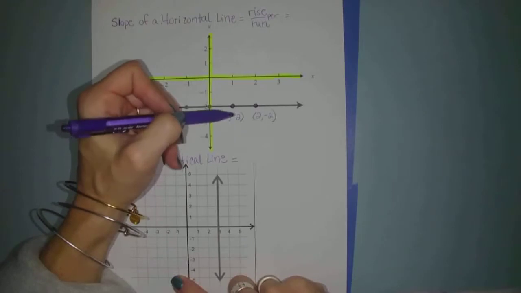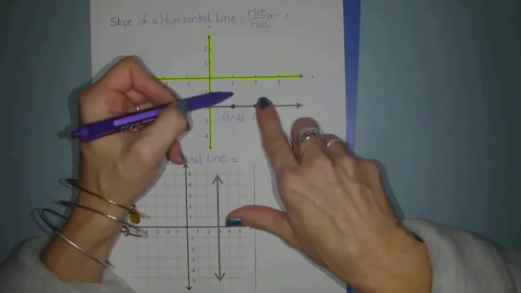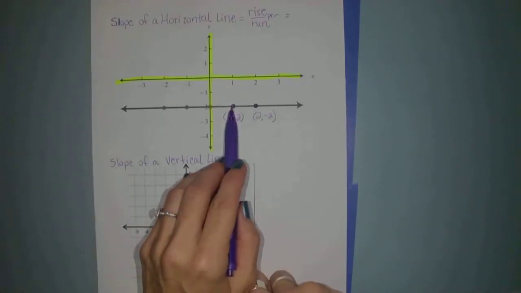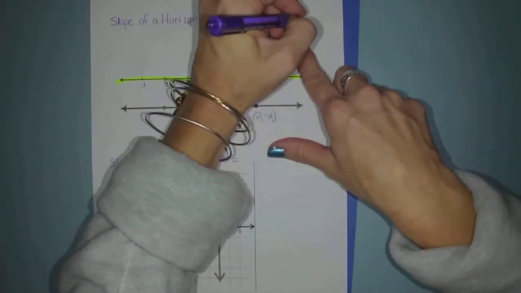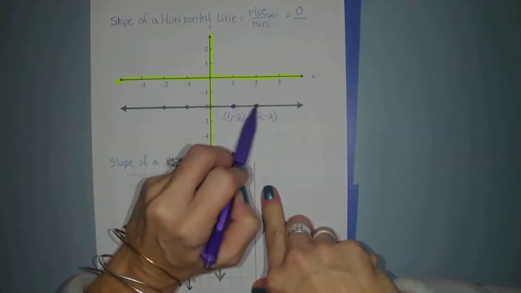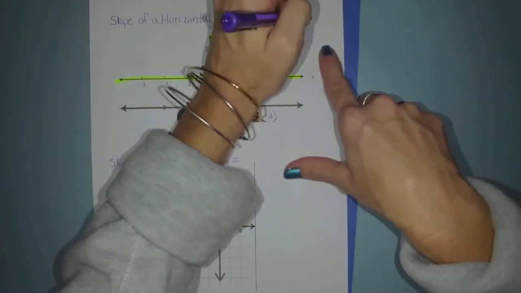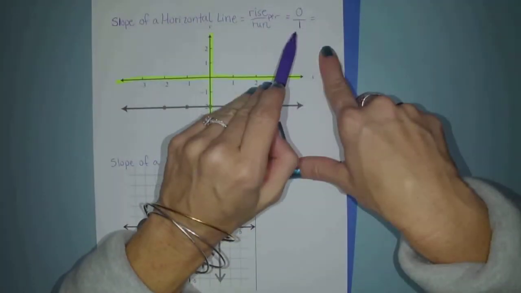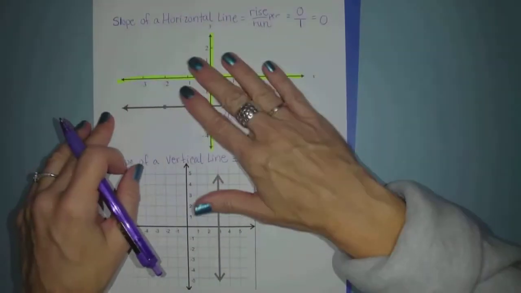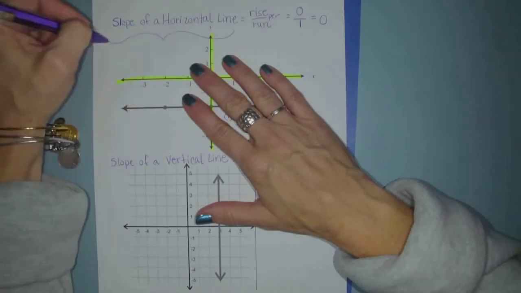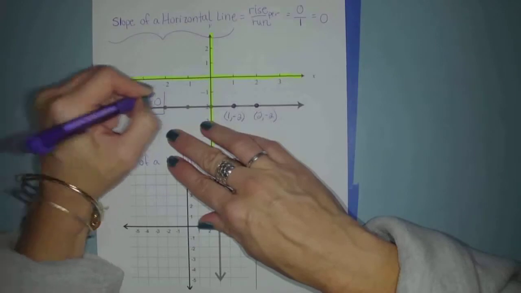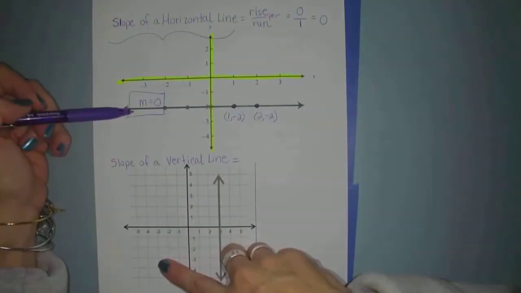I don't want to go up or down any, because if I go up and then I run, I'm not going to be at this point. So I'm going to rise 0. And I'm going to run just 1 unit here. So to get from this point to this point, I'm going to run 1. And 0 divided by 1 is just 0. So what we've learned here is that the slope of any horizontal line, or m, will always be 0. So you can memorize that.